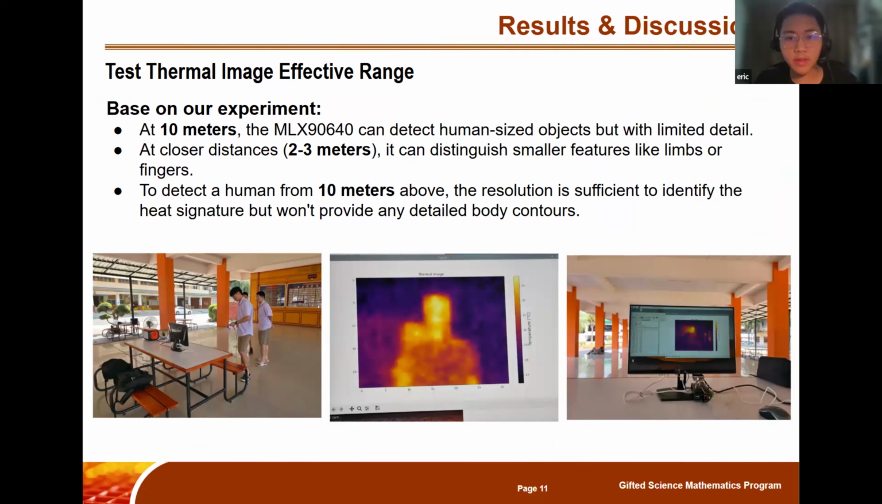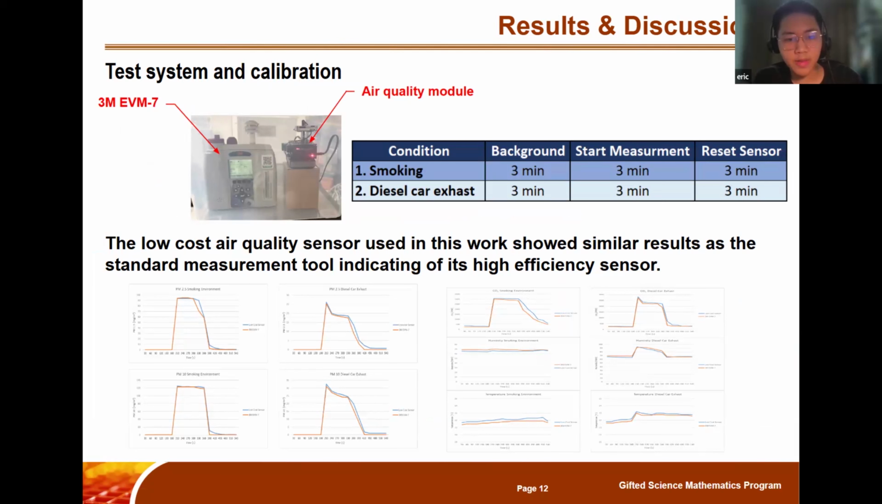Turning to results and discussions, based on our experiment, at 10 meters, the camera can detect human-sized objects but with limited details. However, at a closer distance, it can distinguish smaller features like limbs or fingers. To detect a human from 10 meters above, the resolution is sufficient to identify his signatures but won't provide any detailed body features. As you can see, the low-cost air quality sensors used in this work show similar results as the standard measurement tool, indicating their high efficiency.